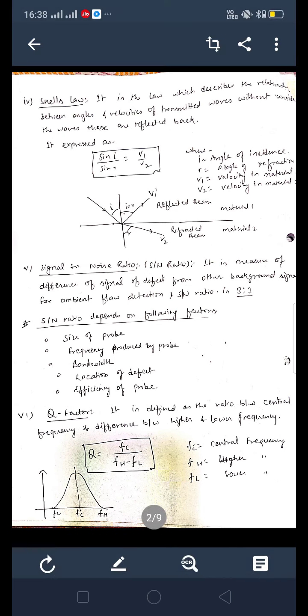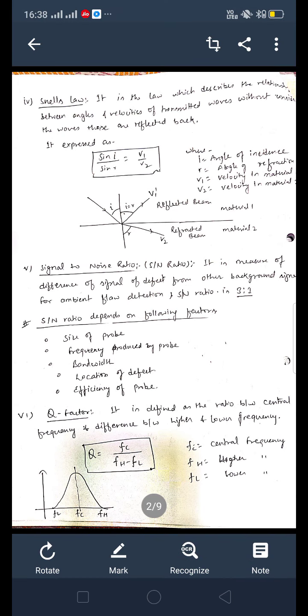The next is signal to noise ratio, that is the SN ratio. Snell's law and SN ratio are very important. What is SN ratio? It is a measure of the difference of the signal of a defect from the background signals for ambient flaw detection. That is the SN ratio, and the SN ratio is 3:1. This is the SN ratio or signal to noise ratio.